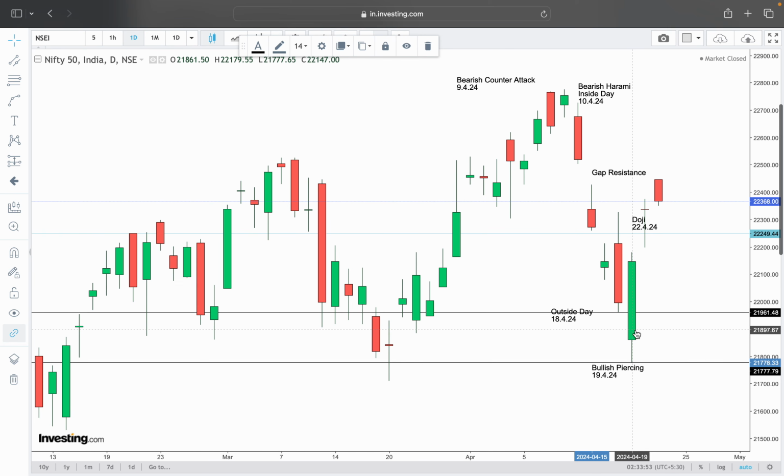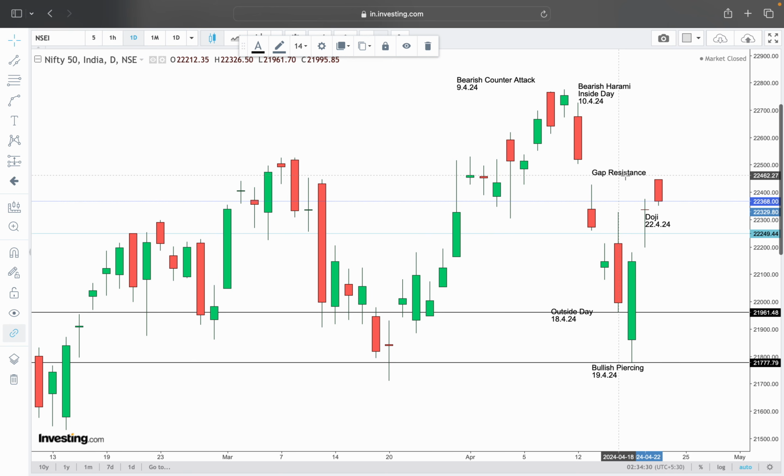Now, as the price action unfolds, we will see more and more candlestick patterns form. Candlestick patterns forming at critical supports and critical resistances become far more significant, which means that this bearish counterattack, this bearish harami, these bullish piercing candles are far more significant than the doji candle that was formed on the 22nd, because this is not a pivotal high or a low, and therefore this doji need not be looked into very strongly.